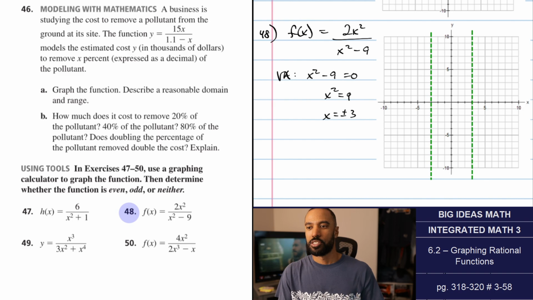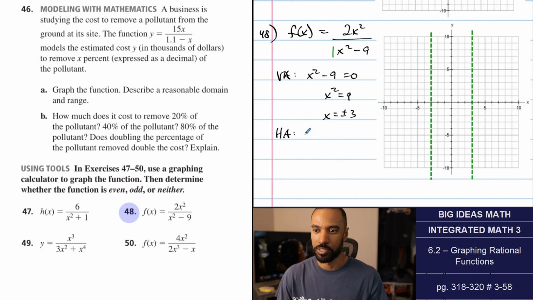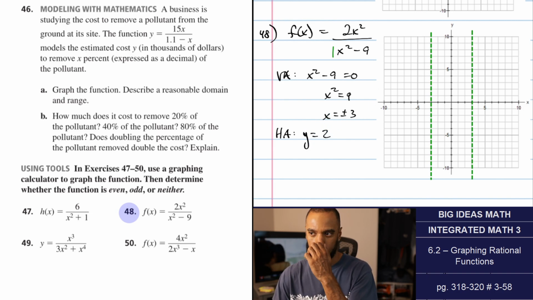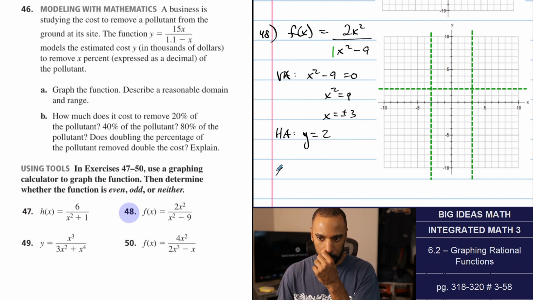Horizontal asymptote. This is the same as was before. If these are the same degree, you divide the coefficients for the leading terms, 2 over 1. So your horizontal asymptote is as it was before for the previous ones. This is at y equals 2 over 1 or y equals 2. So I'm going to graph this one right here at y equals 2. Interesting. All right, intercepts. x-intercept.